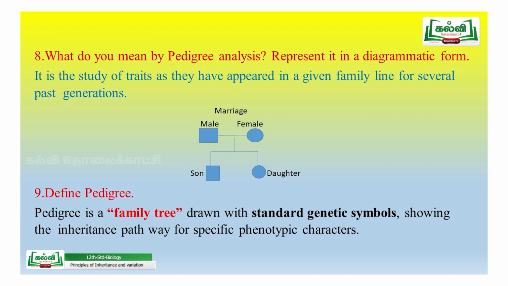You can represent the diagram like this. The square represents the male and the circle represents the female. When they get married or mating happens, you will get one daughter and one son. That is how you represent a pedigree analysis. If you define pedigree, a pedigree is a family tree drawn with standard genetic symbols showing the inheritance pathway for specific phenotypic characters. So, that is pedigree analysis.